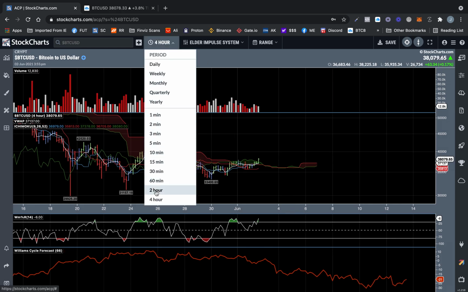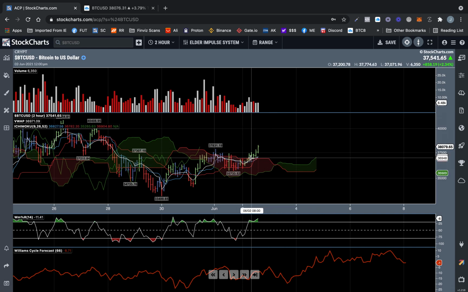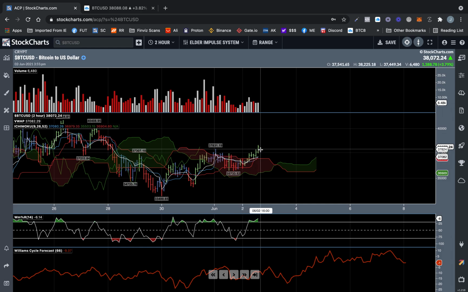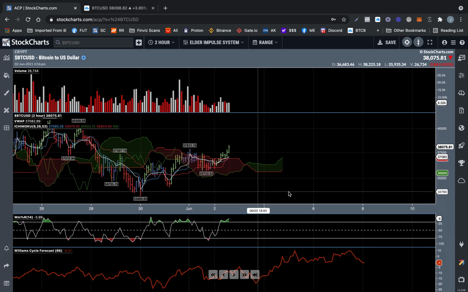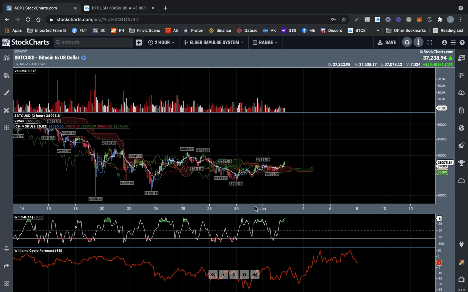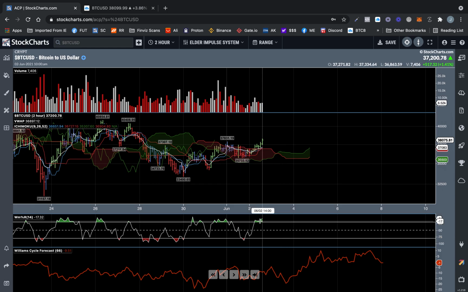So let's go to a 2-hour time frame. Again, you're above your cloud formation. You broke above it. You retested it here. Now you're rallying. This looks pretty strong. You got your 38,000 today. Your Williams percent R is overbought. It's telling you it's a decent time to take profits if you're a short term day trader or swing trader or whatever you want to call it.